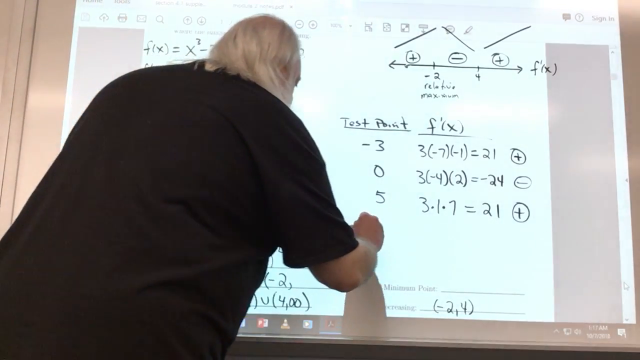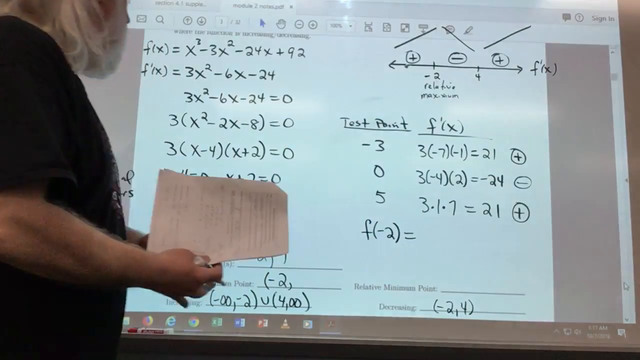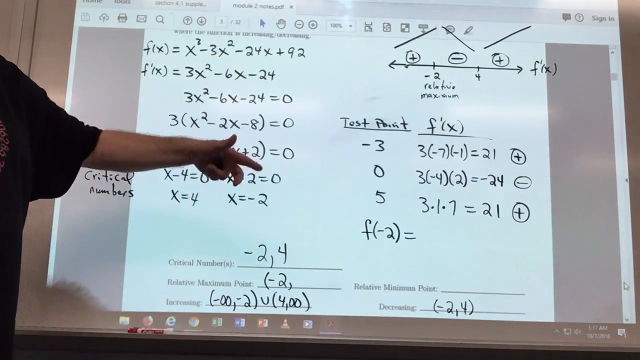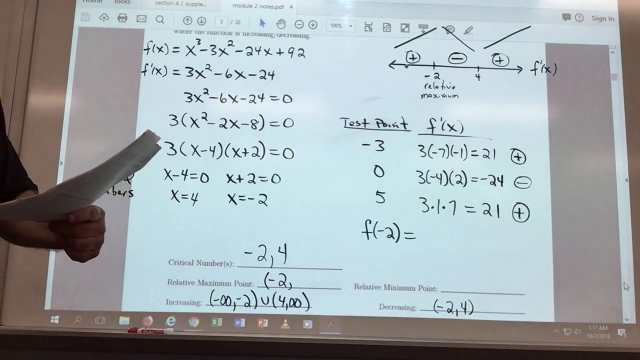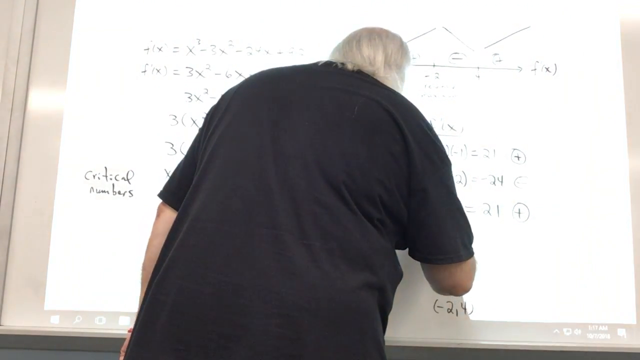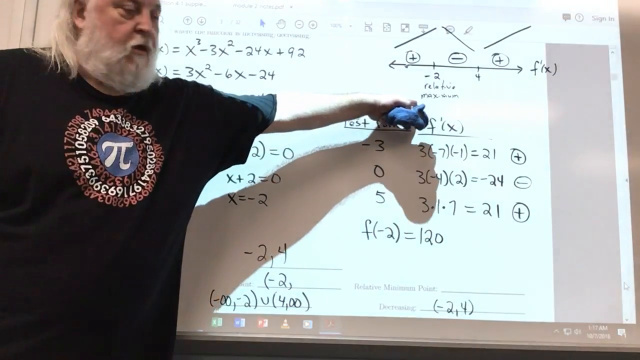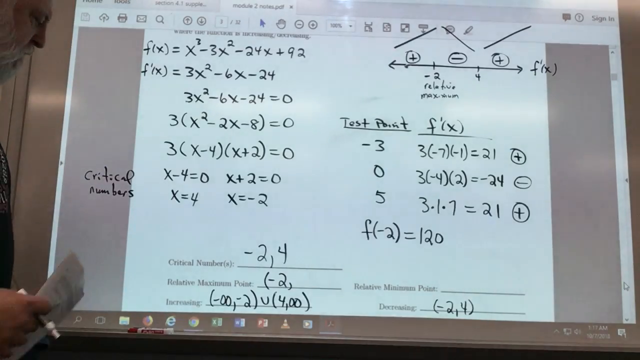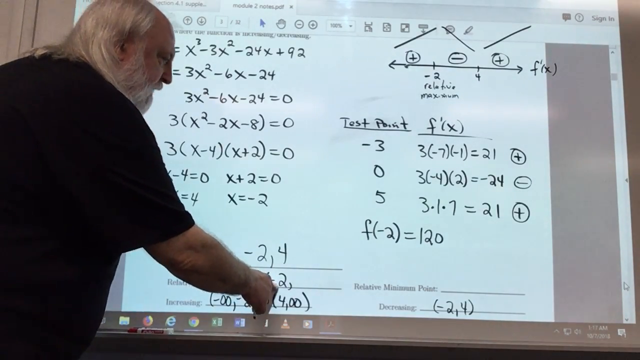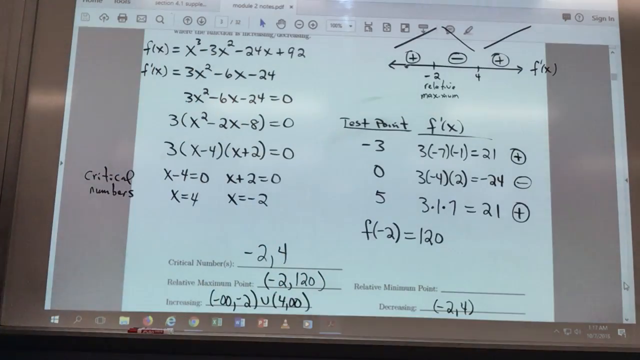Well, f of -2, I'm not going to write out all the gory math, but if you put in -2 for x up here on the right-hand side and then follow the order of operations, you get f of -2 is equal to 120. That's the y coordinate where this relative maximum is located. So the relative maximum point has an x coordinate of -2 and a y coordinate of 120.